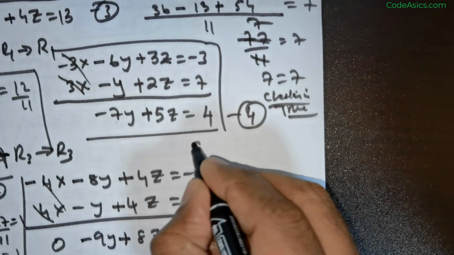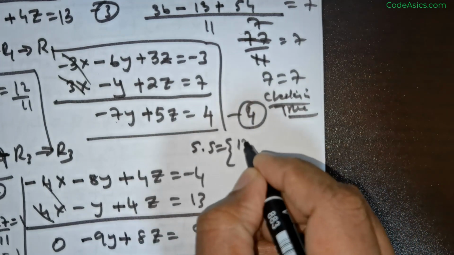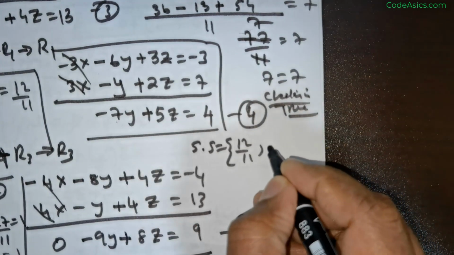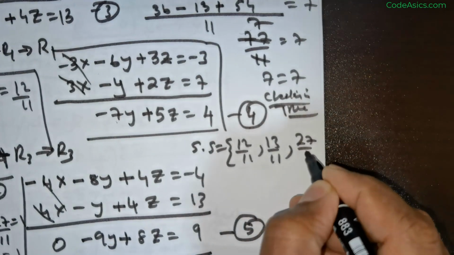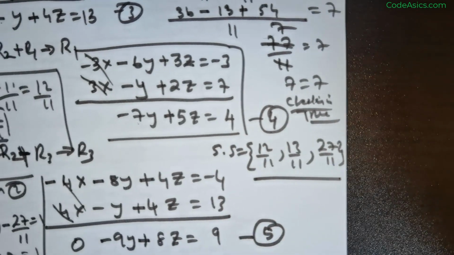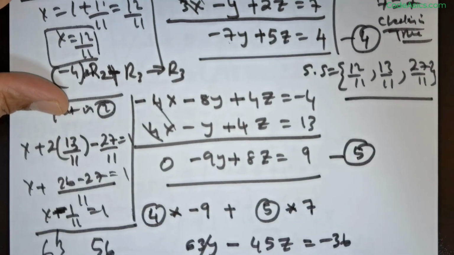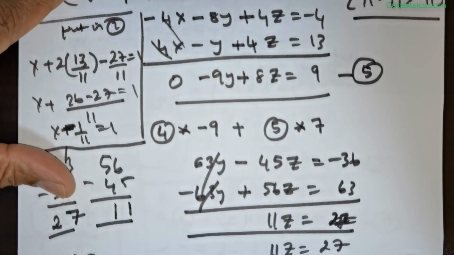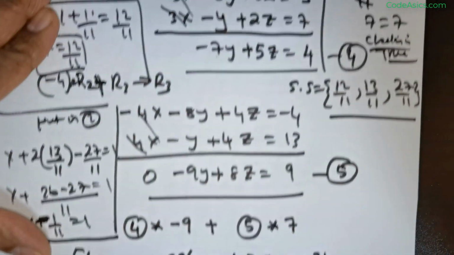So now you put in the solution. So solution set is equal to x value is 12 over 11, y value is 13 over 11, and my z value is 27 over 11. So this is a beautiful question. It's beautiful because it's not like the way that we had encountered previously. It's all integers, but this one isn't integer, it's fractional in nature.